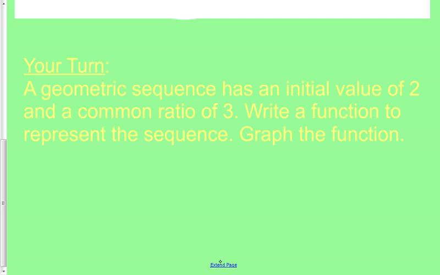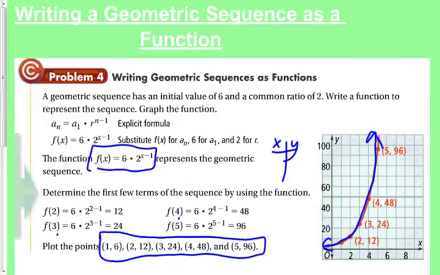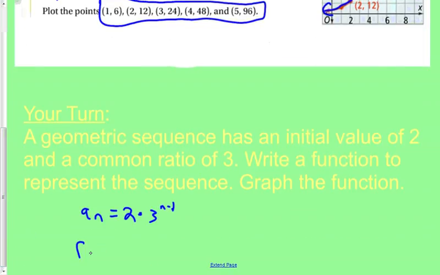So let's actually do this one together. If we're using the explicit formula, a sub n would be the initial value, which is 2, times the common ratio of 3 raised to the n minus 1. So in function notation, that would be f of x, or y, but we'll say f of x equals 2 times 3 to the x minus 1.